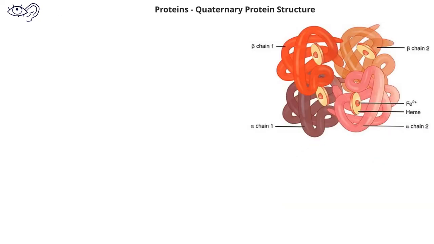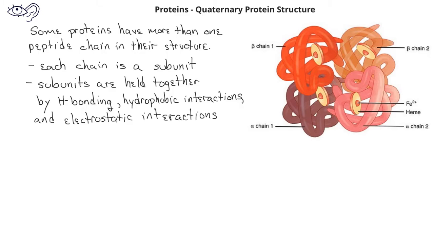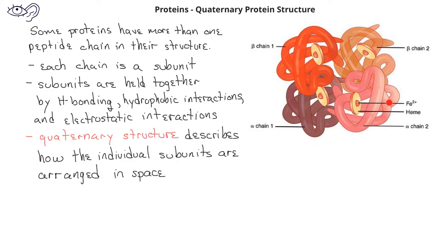We've already mentioned that some proteins can have more than one peptide chain in their structure. These individual chains are called subunits of the entire protein. The subunits are held together by the same types of interactions that hold together the different parts of peptide chains. Specifically, these are hydrophobic interactions, hydrogen bonding, or even some kinds of electrostatic attractions. The quaternary structure, shown here for hemoglobin, describes how the individual subunits are arranged in space.